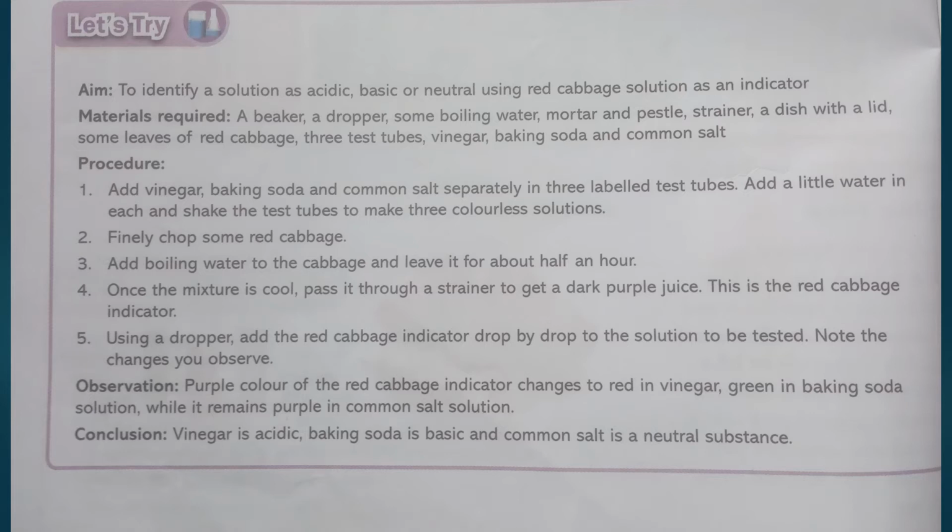Step number 4: once the mixture is cool, pass it through a strainer to get dark purple juice. This is the red cabbage indicator. So students, this way we can make red cabbage into an indicator. And step number 5: using a dropper, add the red cabbage indicator drop by drop to the solution to be tested. Note the change you observe.